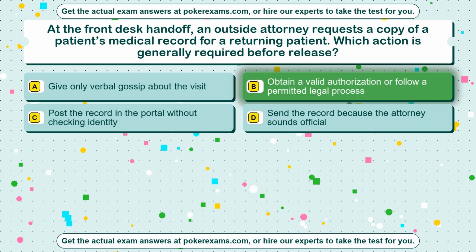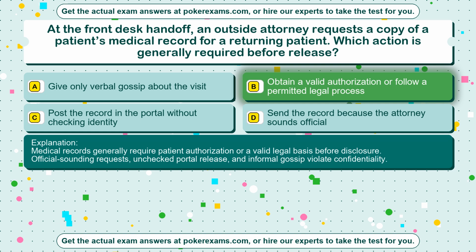The correct answer is option B, obtain a valid authorization or follow a permitted legal process. Medical records generally require patient authorization or a valid legal basis before disclosure. Official-sounding requests, unchecked portal release, and informal gossip violate confidentiality.